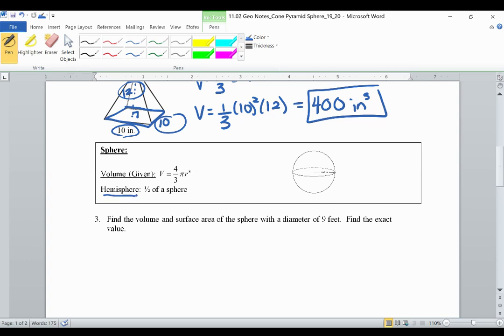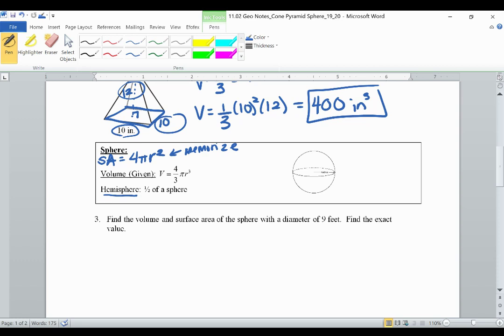Now, we also talk a lot about hemispheres. So a hemisphere is just half of a sphere. So if you took just the half, that would be the hemisphere. The one that is not given to you is surface area of a sphere, and that is 4 pi r squared. So that one you'd have to memorize. So try to remember r squared for square units, since it's surface area, where volume is cubic, so that's r to the 3rd.